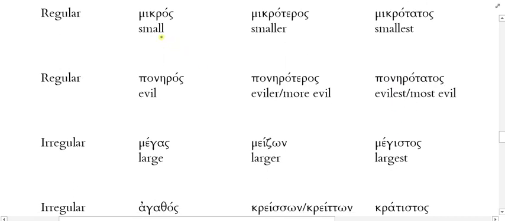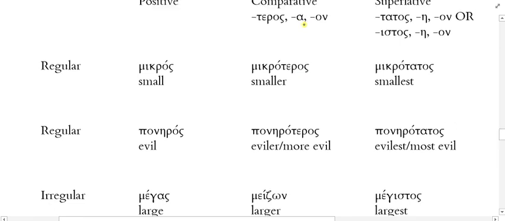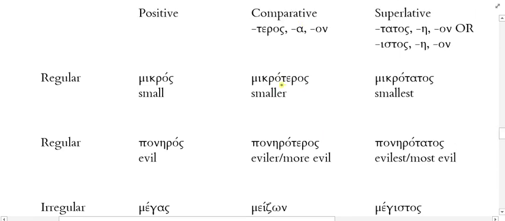Let's take mikros, first of all. The positive form is mikros, small. To say smaller, I change mikros to mikroteros. So I'm adding that teros ending. I drop that case ending, add the morpheme teros. A morpheme is a meaningful unit of a word, some unit of a word that has meaning. Here, this is the comparative morpheme. I'll go ahead and jot that down. You've probably seen this word, morpheme. Okay, so a morpheme is tero, and then this sigma is the case ending now. So mikroteros, smaller, and then mikrotatos is smallest. So there's the tatos, the ending there.